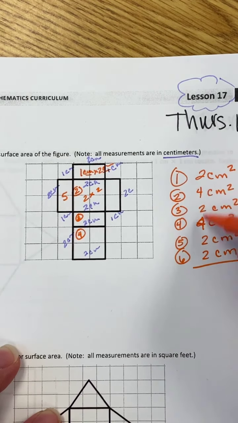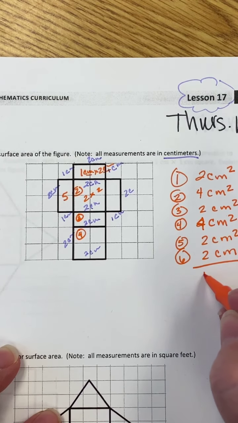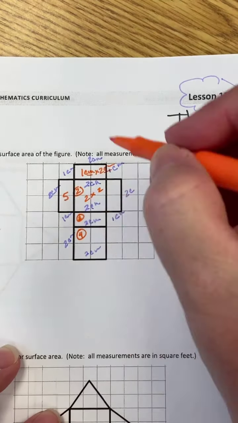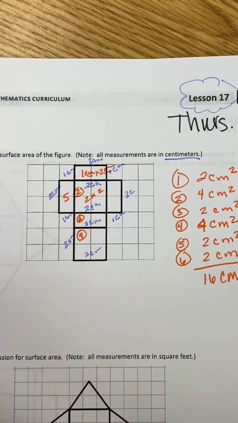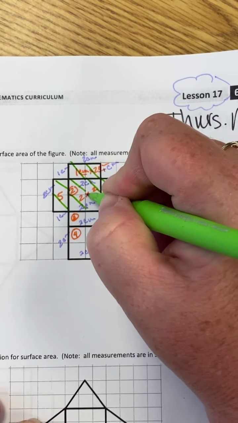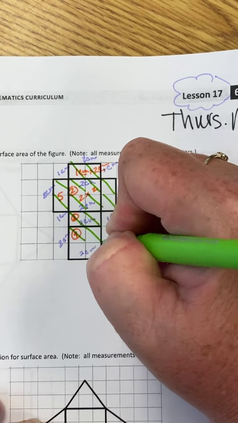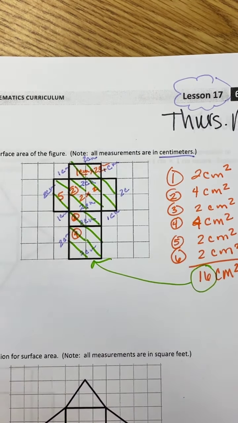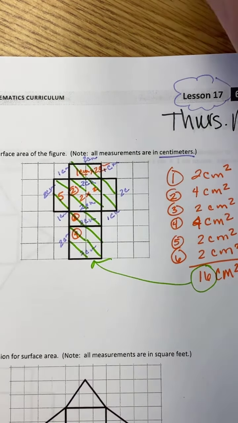Okay, so how many do I have all together? I have 1, 2, 3, 4 times 2 is 8, plus another 8. This one will be 16 centimeters squared. And if I went and counted the boxes, let me grab one more pen color. This would be 1, 2, 3, 4, 5, 6, 7, 8, 9, 10, 11, 12, 13, 14, 15, and 16. So pretty nice and neat that it works out that way.